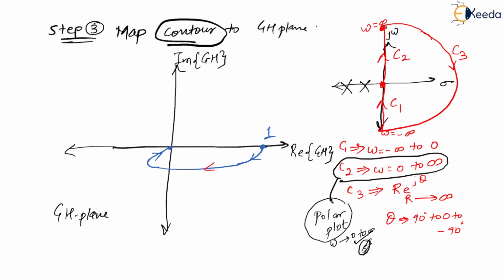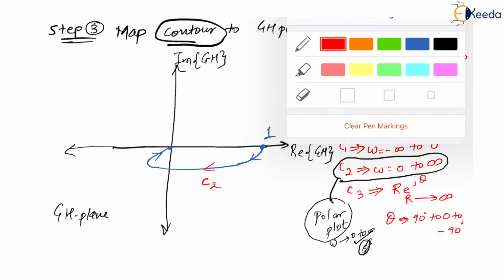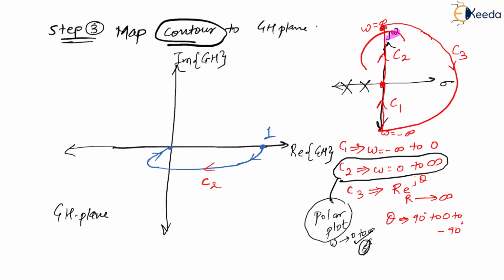This is nothing but your contour C2, which is mapped from the S plane. Let me take another color. This particular contour C2 is mapped from the S plane to the GH plane. I hope it is clear to you, right? If you see, C1 is from omega equal to minus infinity to 0, right?